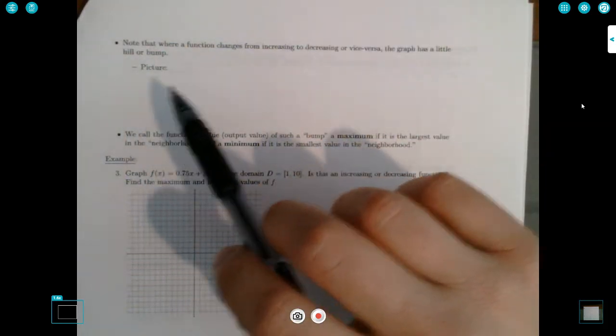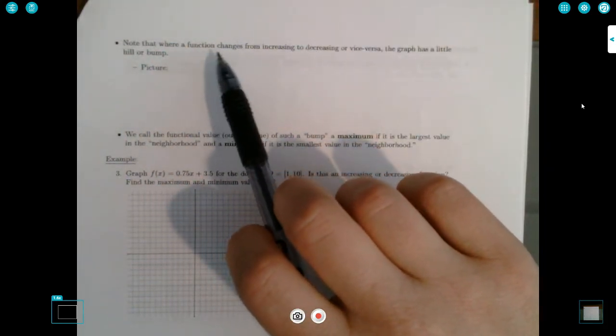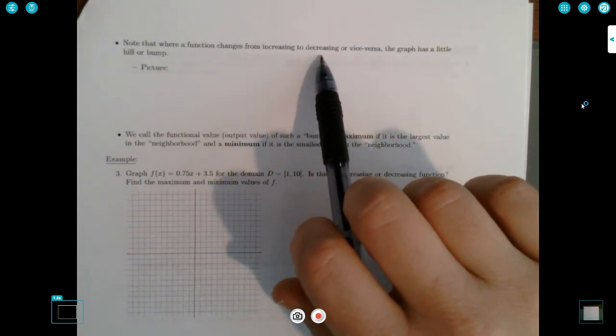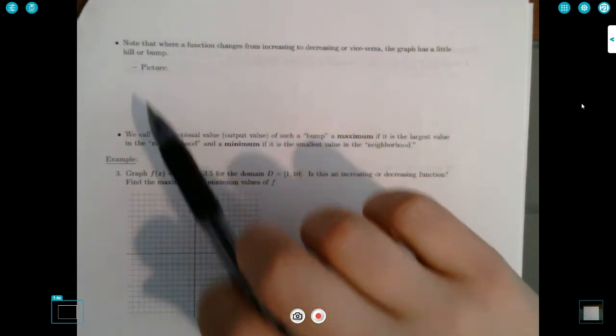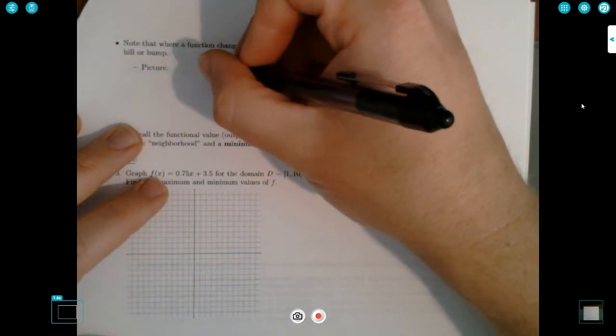So that's increasing and decreasing. Next thing I want to talk about is maximum and minimum values. So to do that, let's note that where a function changes from increasing to decreasing, or vice versa, the graph has a little hill or a little bump or something, right? So here's a picture of that.